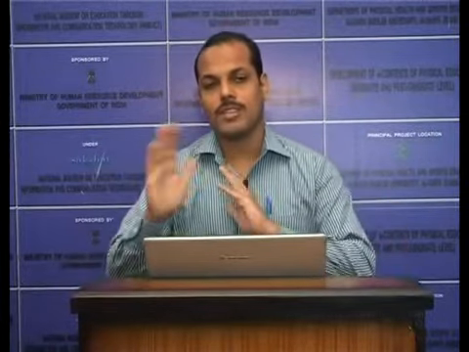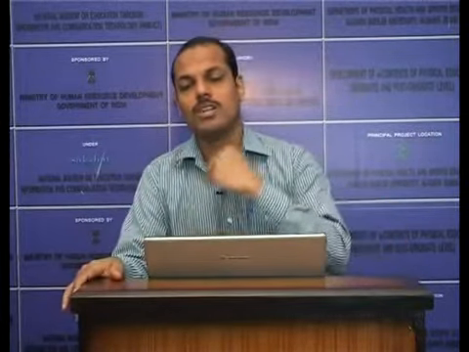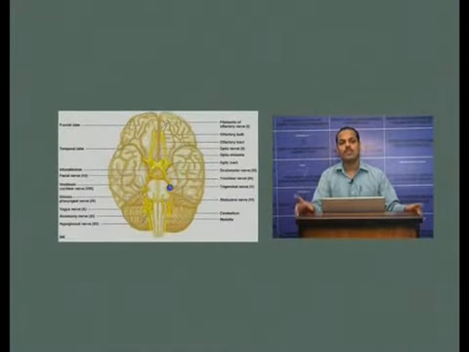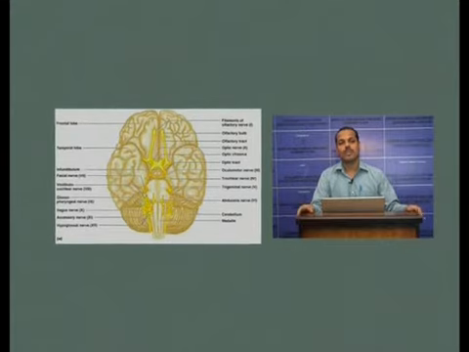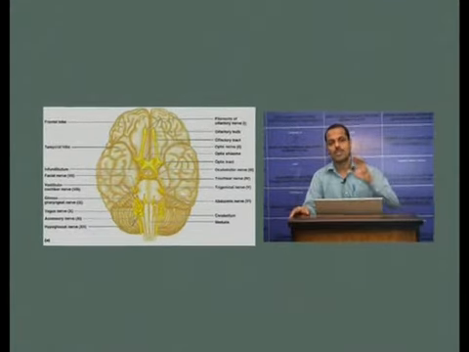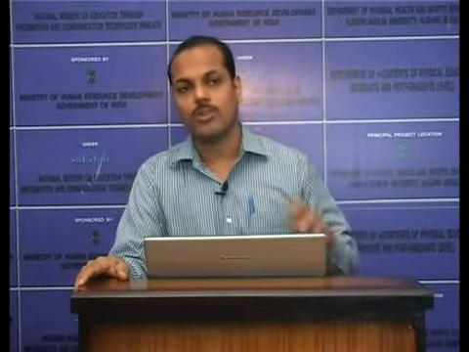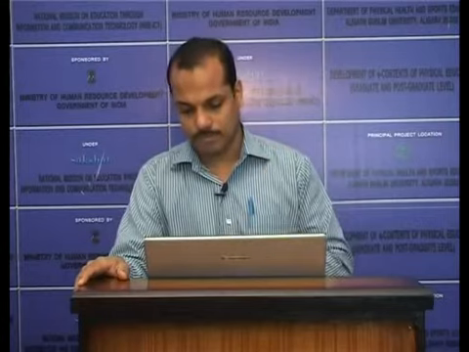Now, there are some nerves which contain both motor and sensory fibers. These are the trigeminal nerve, facial nerve, glossopharyngeal nerve and vagus nerve. So, these 4 nerves contain both sensory and motor fibers, and we call them mixed nerves. So, cranial nerves can be classified into sensory, motor and mixed cranial nerves.